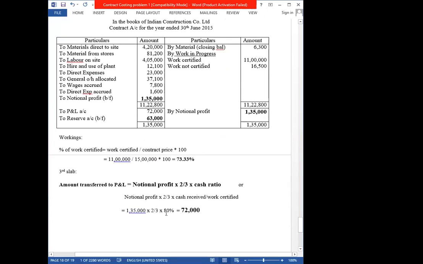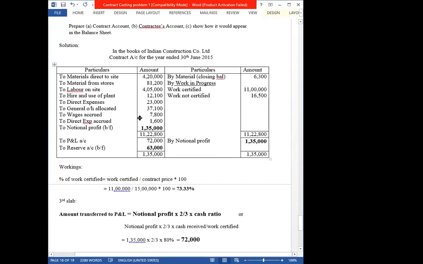Now based on this, you have calculated the P&L account is coming 72,000. Write the 72,000 in the debit side to P&L account. Then balance it. Write 1,35,000 in the credit side. Same you write in the debit side and balance it. The balancing figure should be transferred to reserve account. Okay. So that's all. The contract account is over.